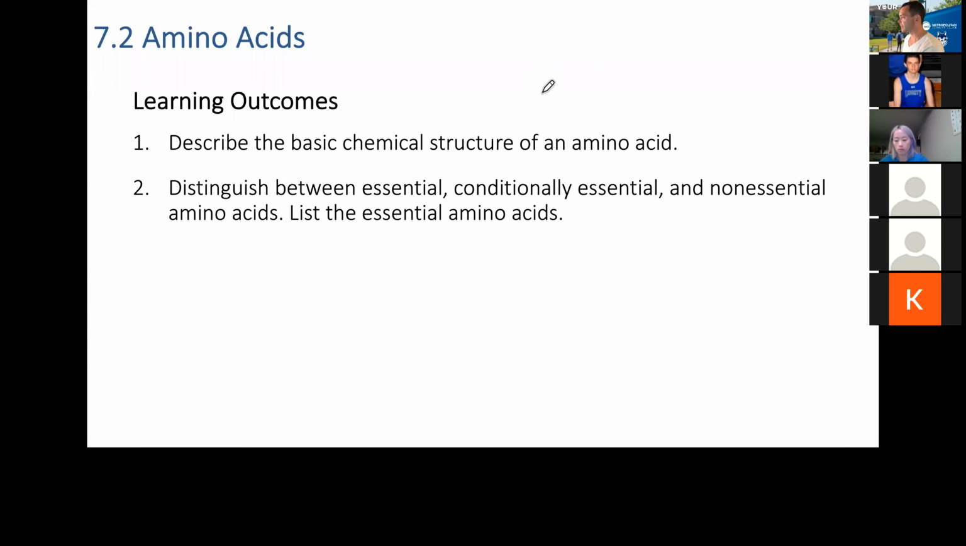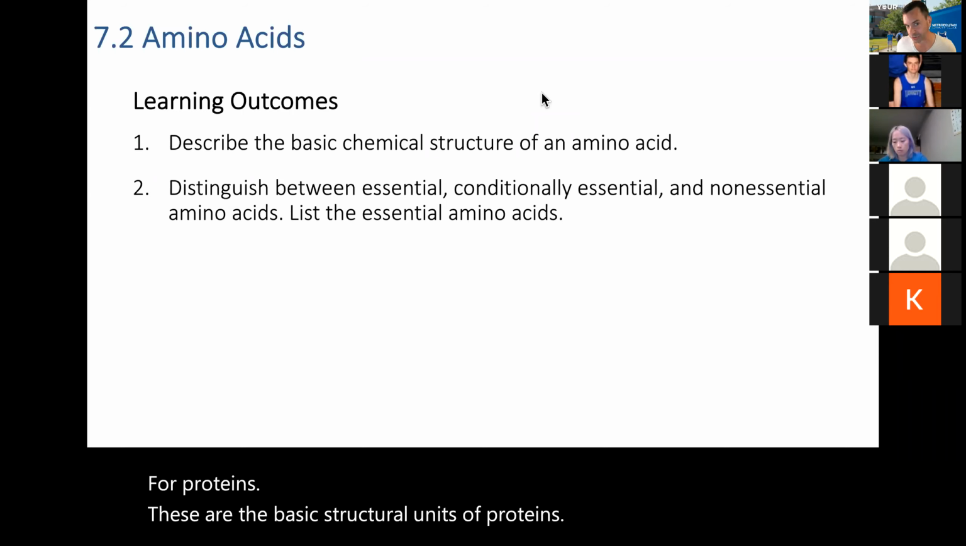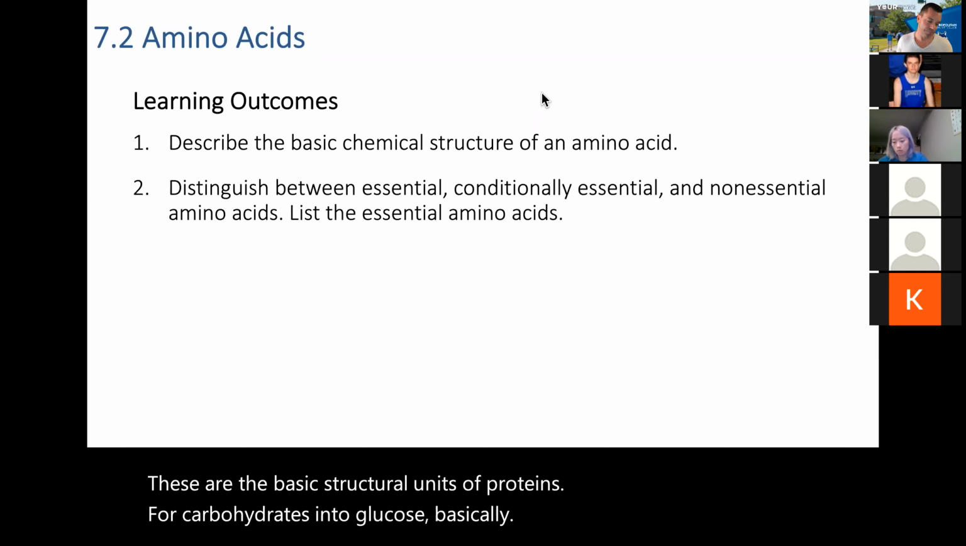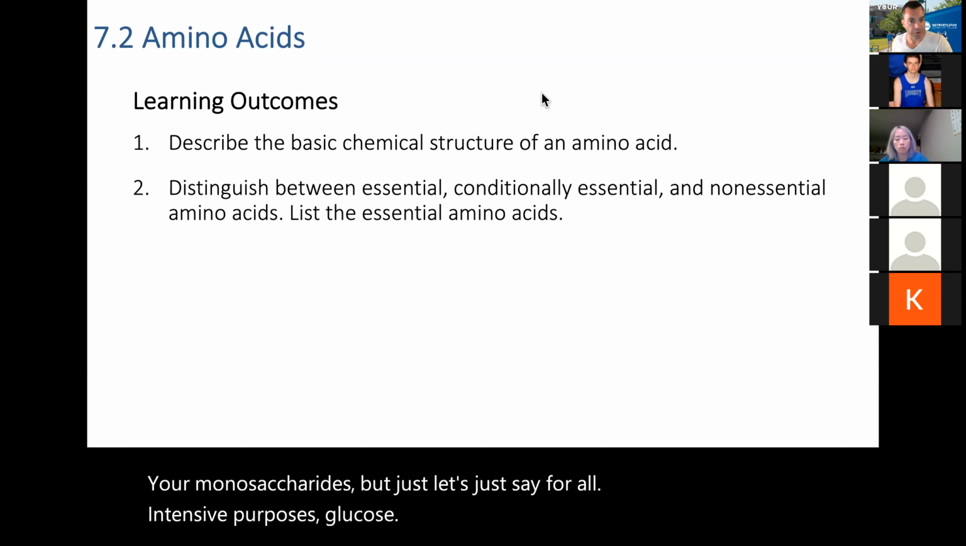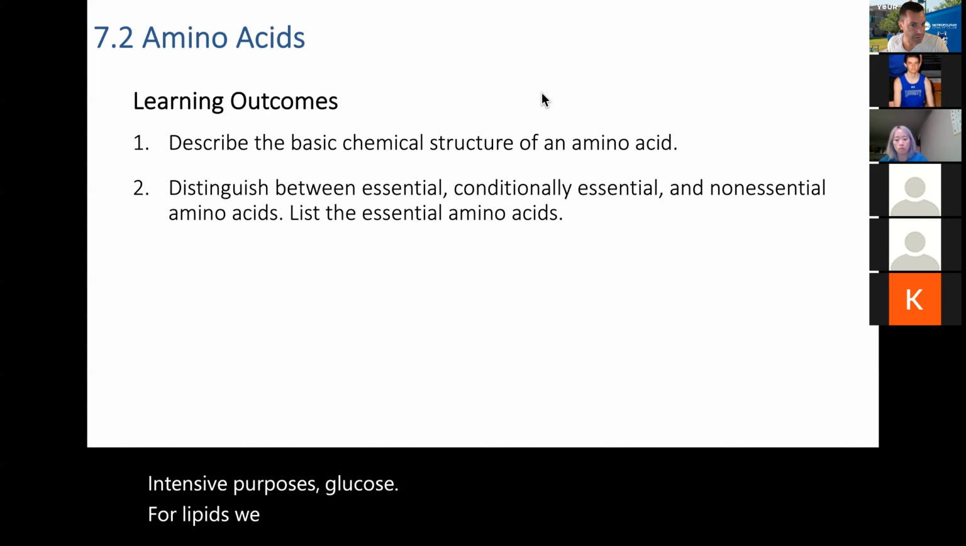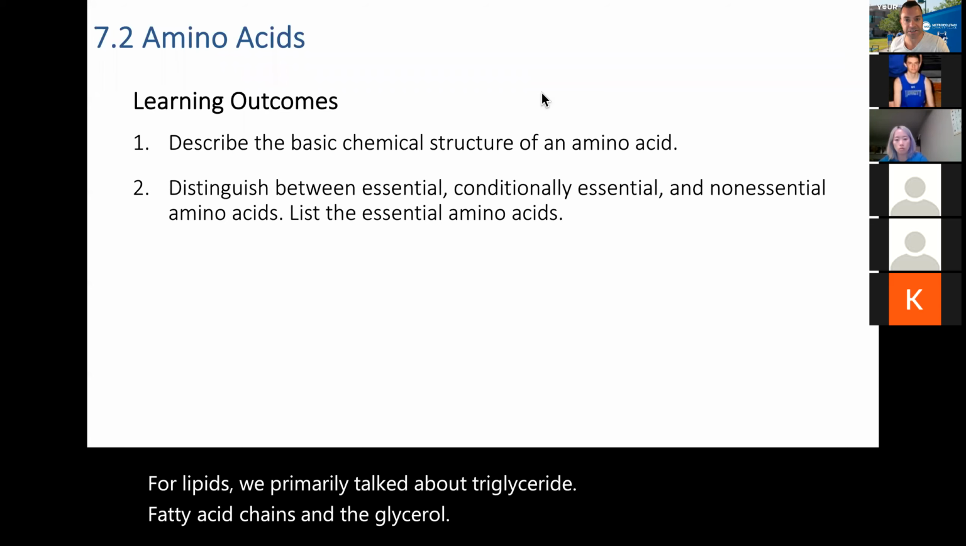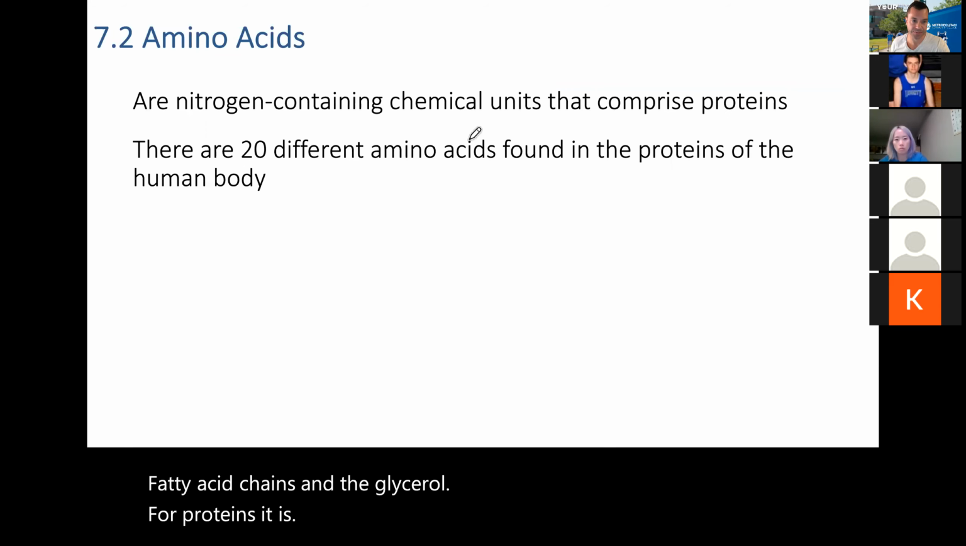All right, so let's look at amino acids here. These are the building blocks for proteins. These are the basic structural units of proteins. For carbohydrates, it's glucose, basically. Your monosaccharides, but let's just say for all intents and purposes, glucose. For lipids, we primarily talked about triglyceride, fatty acid chains, and the glycerol. For proteins, it is amino acids.